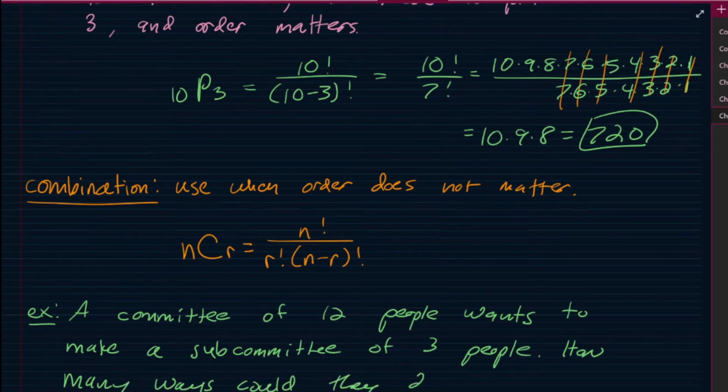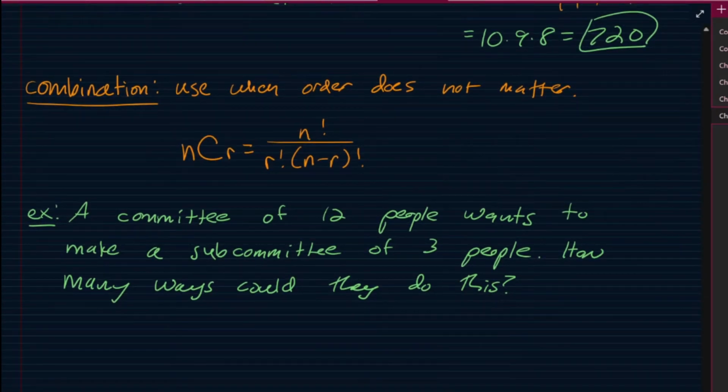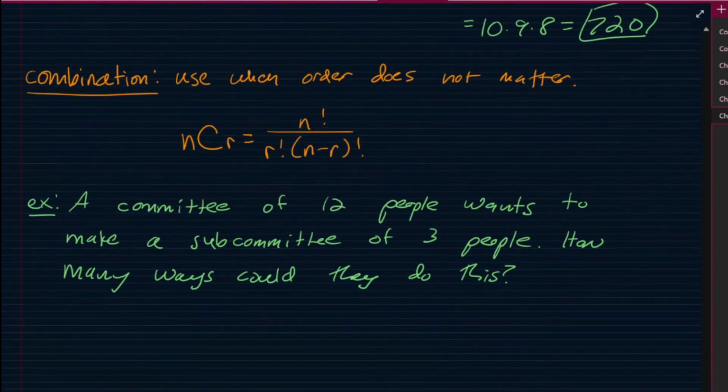Well, in this case, again, we can't repeat. It's not like Bob can serve twice on a committee of 3 people and count for 2 people. So we can't repeat, and we're saying it's just a subcommittee of 3 people. So it doesn't matter how you jumble them up, there's still that same subcommittee. And so we're assuming here that order does not matter. So in this case, we would want to use the combination formula. It would be 12C3. And 12C3, I guess I'll also do it manually just so you see a little bit more practice of that.